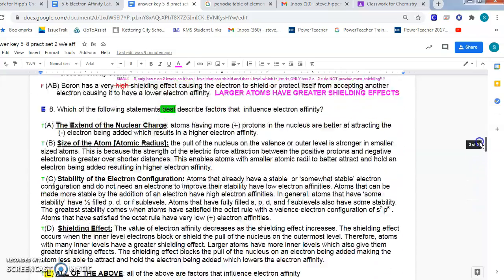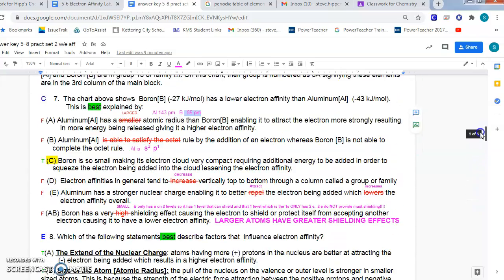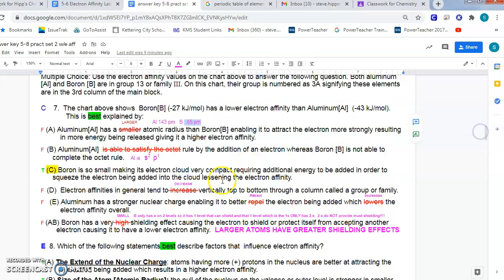Let's look at the other answers to C. What about D? Electron affinities tend to increase top to bottom. No, overall they tend to decrease top to bottom because as they get bigger, they're not as good at attracting and holding the electron.